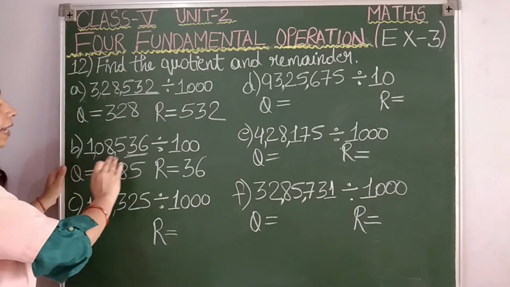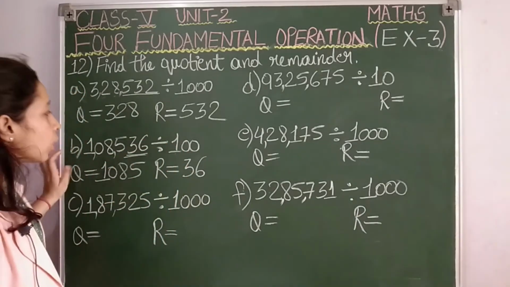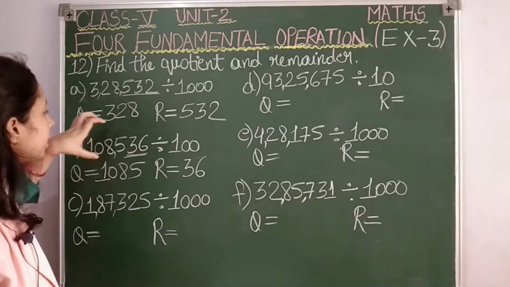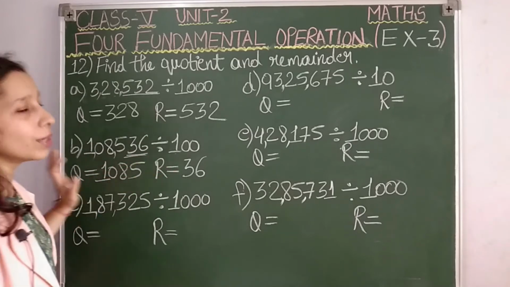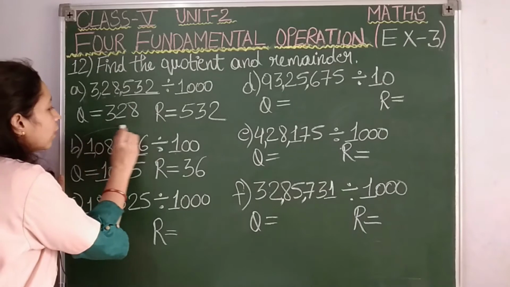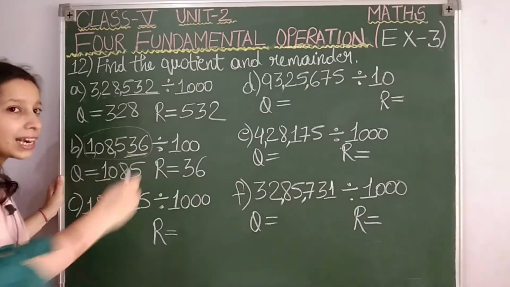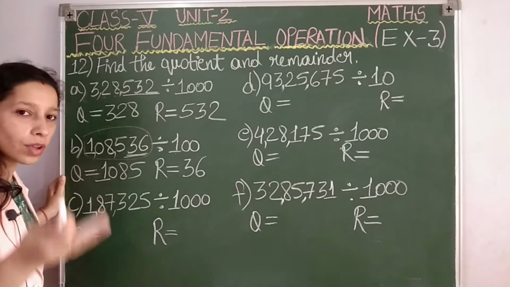Look, 1,08,536 divided by 100. Now you have to find out what will be the quotient for dividing this given number with 100 and how much will be the remainder. You have to divide it with 100 now. So let us see from this number how many hundreds we can take out. So that much 100 will be our quotient and the rest of the value will be our remainder.